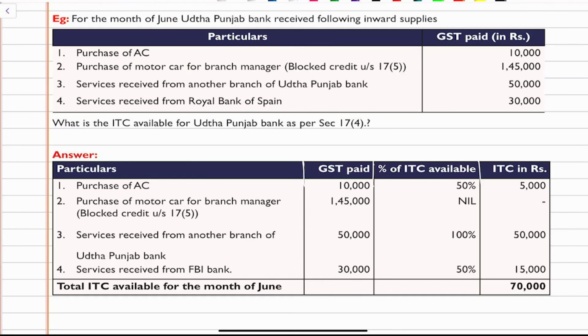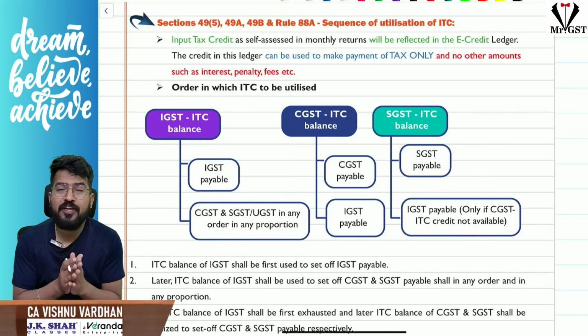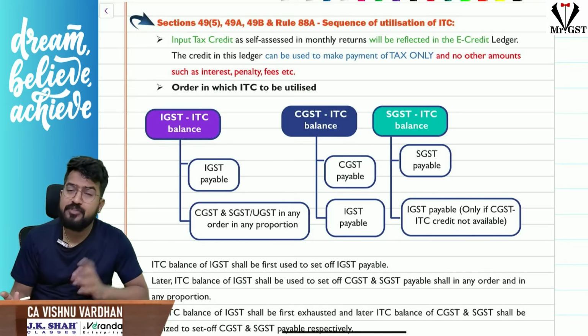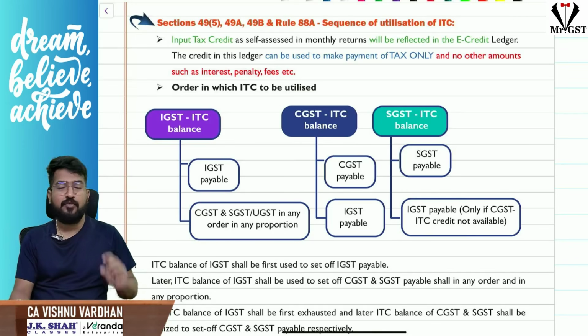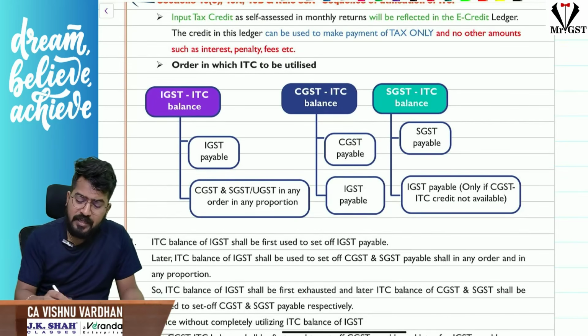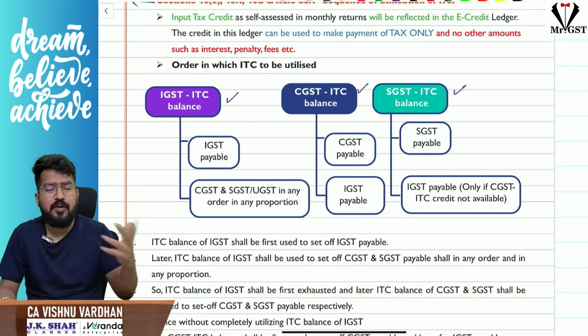So with this, we are done with 17 subsection 4. Now the very important one: how to set off the ITC balance, to set off the output tax with the input tax. So what are the rules for setting off that ITC balance? As you know, sir, IGST ITC balance, CGST ITC balance, SGST ITC balance, we have to use them for set off of our output tax liability.